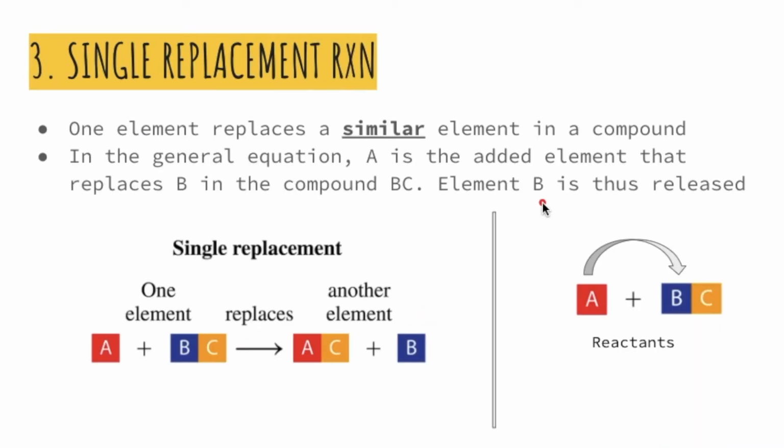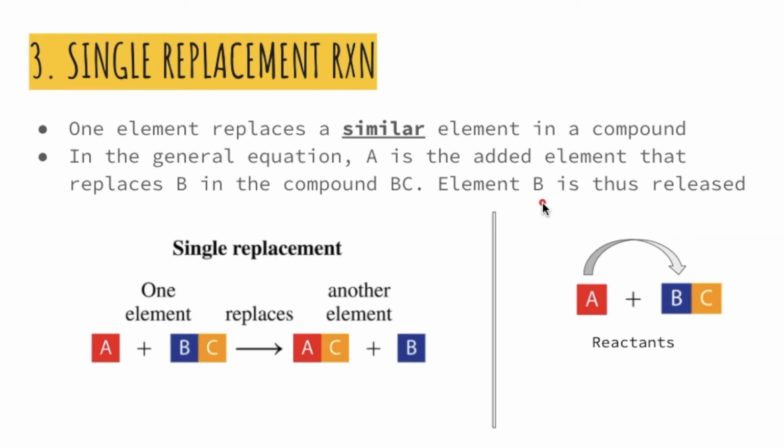Our third type of reaction is called a single replacement reaction. These are going to be a little bit more complicated than our other reactions just because we have some rules, we have some restrictions that we have to be mindful of. Just like the name implies, we are going to see a single element that will replace a similar element in a compound. So I have the general equation listed below.